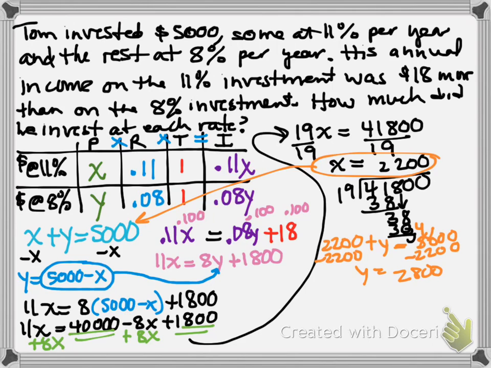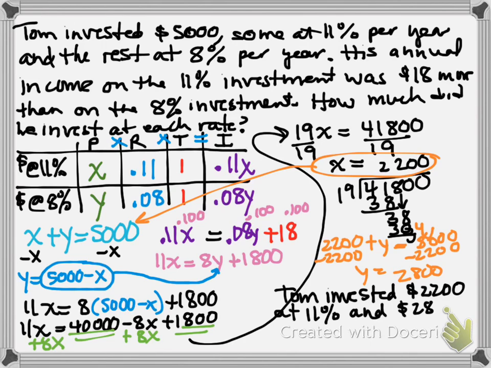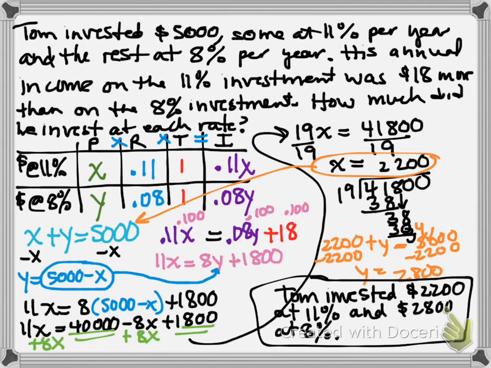So how do I write my answer? Tom invested $2,200 at, and we have to list the interest rate, so x was at 11%, and $2,800 at 8%. Okay? So all of these investment problems are variations of this. You're going to get 2 equations because you have 2 unknowns. You may have one that has 3 unknowns. I can't remember. It's been a while since I've done this worksheet. All right, that's it.